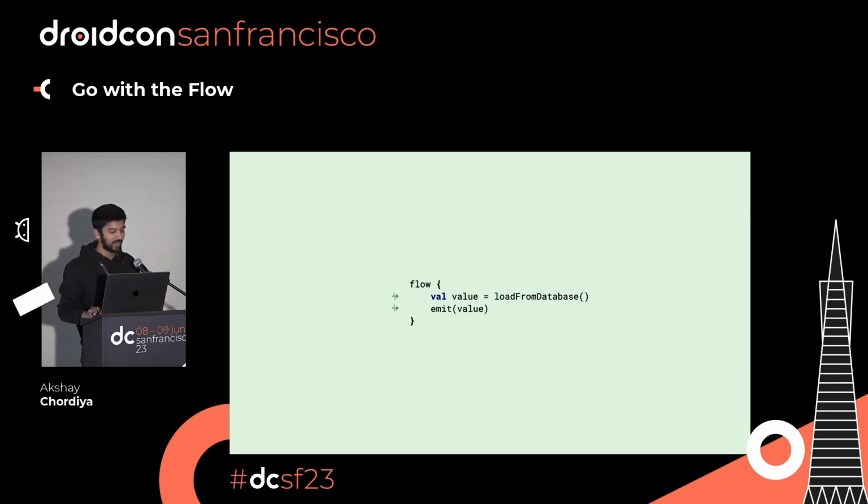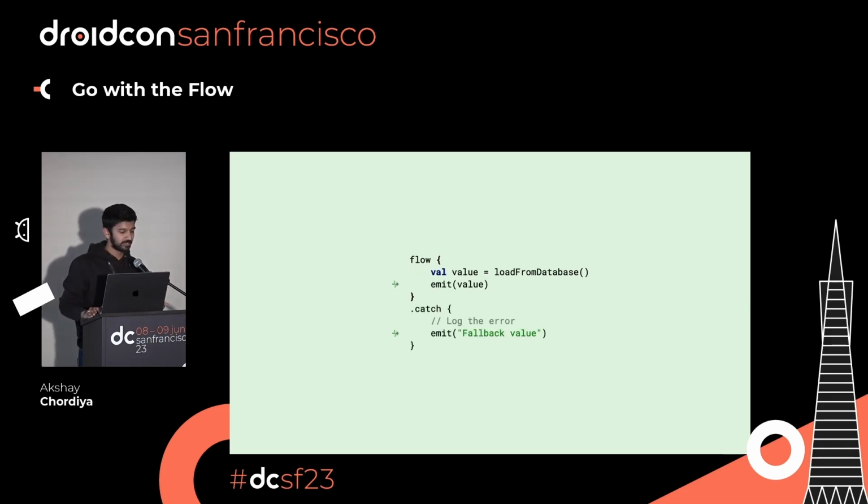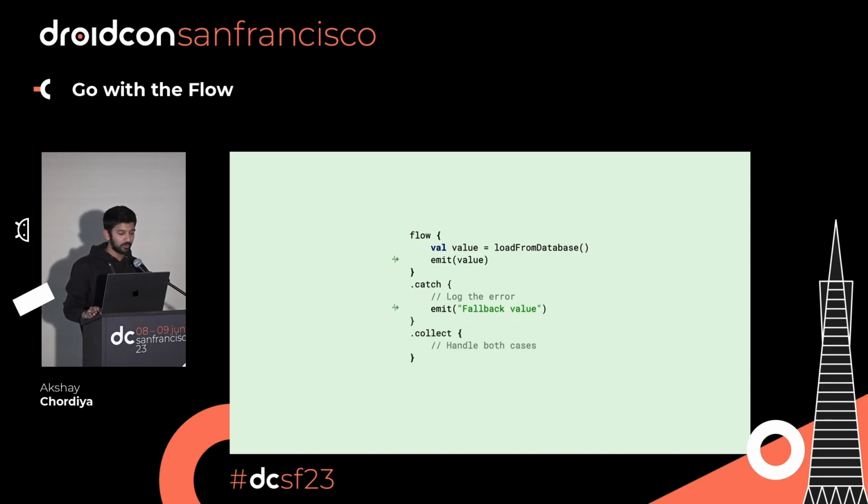So let's take the previous example of a flow which tries to get the value from the database and emit. As you can imagine, anything can happen when you're loading from a database, and it might throw an exception. So Flow offers the catch operator, very similar to a try catch block, which will catch any exception thrown upstream. The value emitted from the catch is actually received in the collect. That means there's only a single place to catch all types of cases, either success or failure, which makes it super transparent when handling the cases of your code.